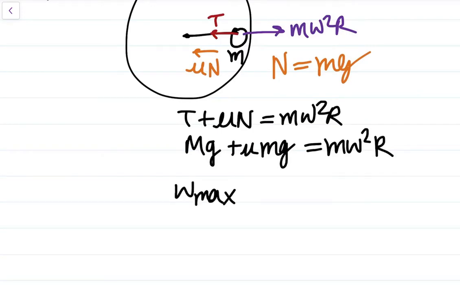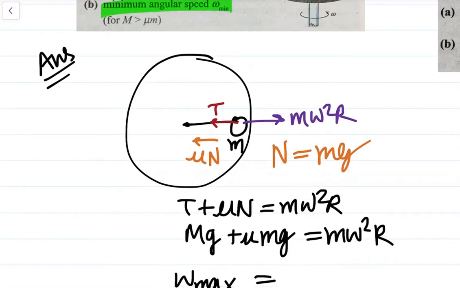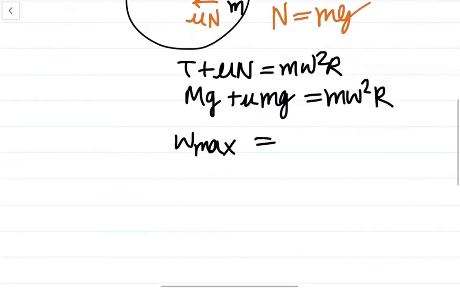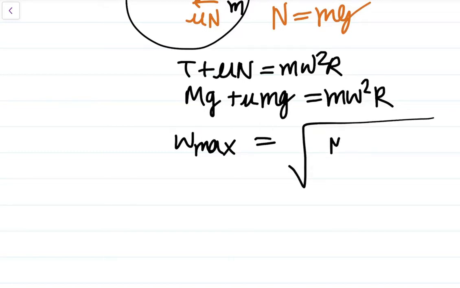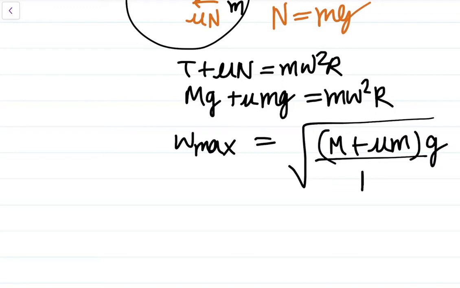We took omega max because it has a tendency to slide outwards. For omega max, it will have the tendency to slide outwards, because it is increasing, it is the maximum angular velocity. And what will happen here? This will be omega max equals square root of (M plus mu m) into g upon m r. So this is our formula for omega max.